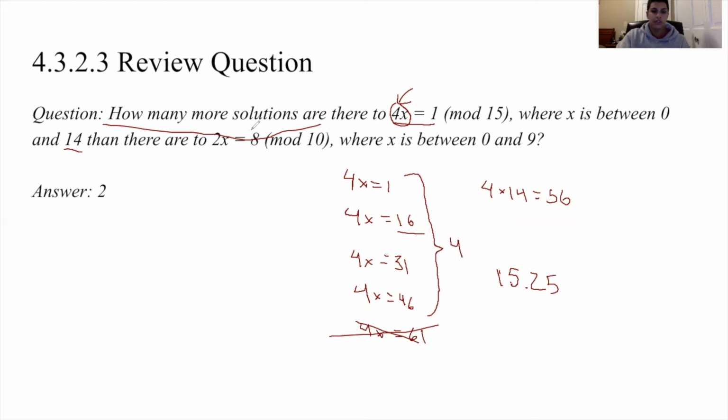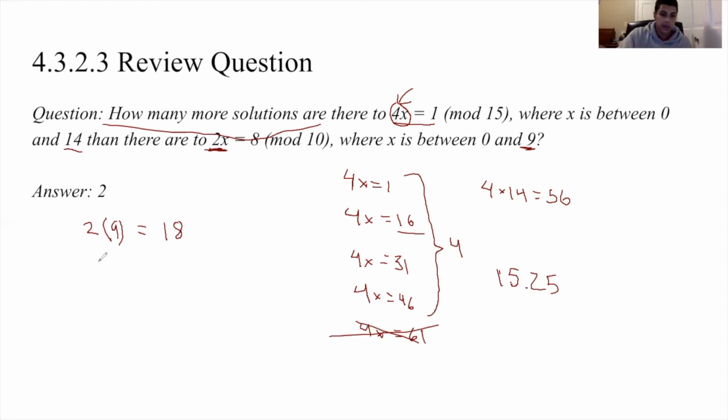So now we're just going to do the same thing for this mod 10 question. So it says 2x equals 8 in mod 10, where x is between 0 and 9. All right, so let's multiply 2 by 9, because this will give us the largest possible value that 2x can evaluate to, because 9 is the highest possible value for x. So 2 times 9 is equal to 18. So we know that once we come up with an equation where this side of the equation is equal to anything greater than 18, then we can stop.